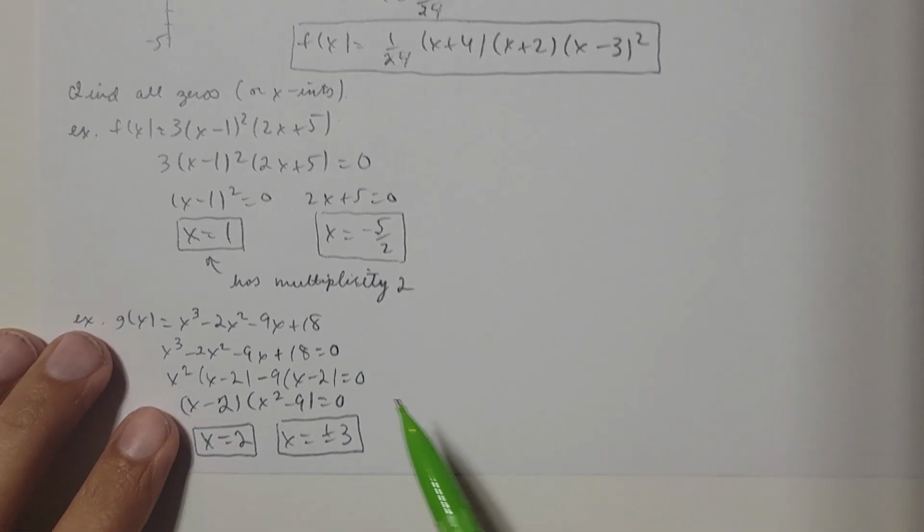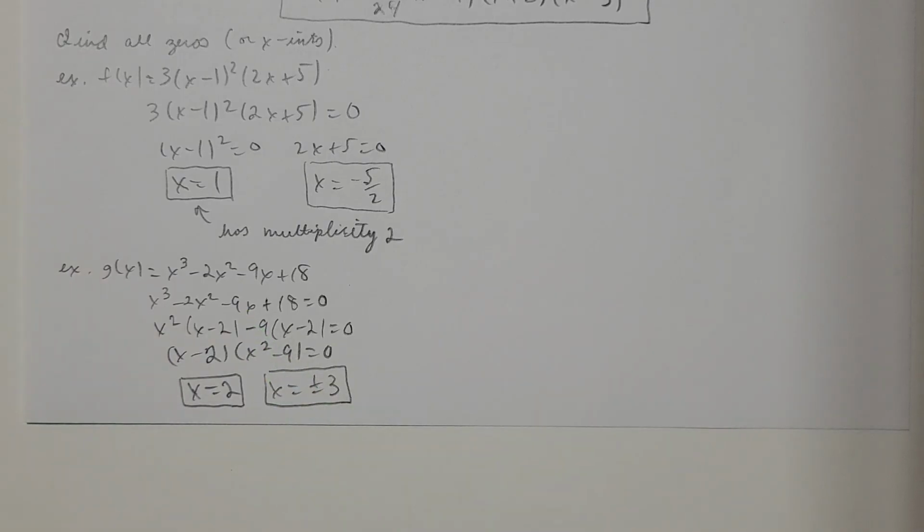Okay. Here's another example. So what if we had the function g of x equals x cubed minus 2x squared minus 9x plus 18. Okay, we're going to do lots of things with degree 3 and degree 4 polynomials coming up here. Now, I'll show you some things for how to find the zeros. Regardless of what I show you there, don't forget about the things that you've already learned.